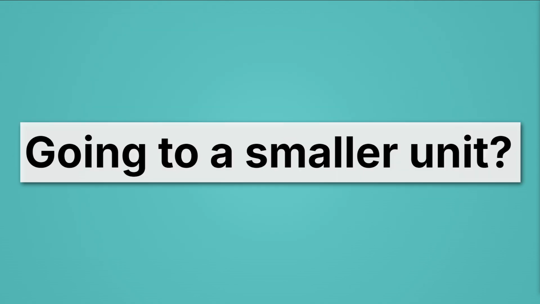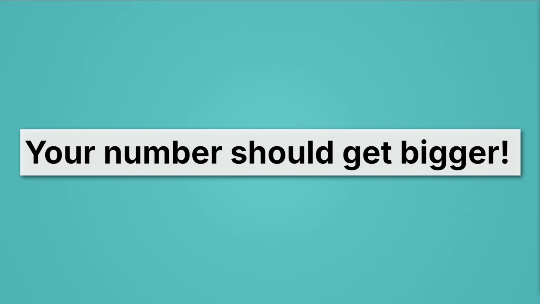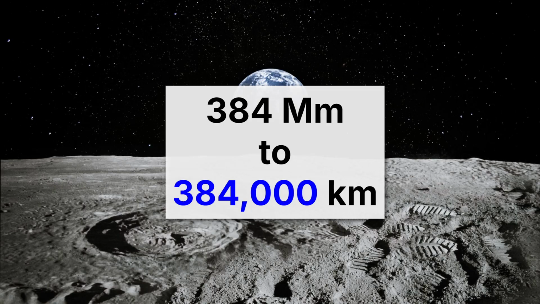Okay, now let's take a look at that trick for checking our answer. Here's the deal. If you're going to a smaller unit, so in this case, megameters is a big unit and kilometers is a smaller unit, then your number should get bigger. And notice that's exactly what we saw: 384 megameters to 384,000 kilometers. So our unit got smaller and our number got bigger.